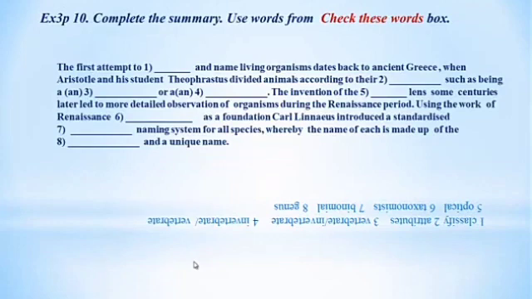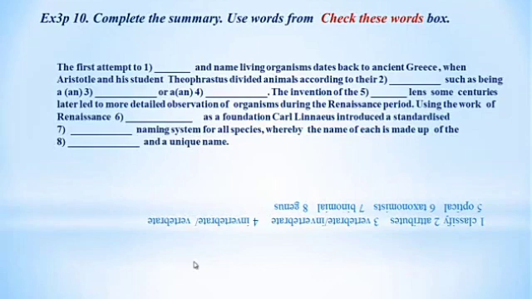Okay, let's do exercise 3. Complete the summary. First, check these words in the box. If you don't know them, you may look them up in the word list, but I think that they are familiar to you. I'll give you 30 seconds to use these words in the text. Okay, stop writing. Now let's answer in turn.